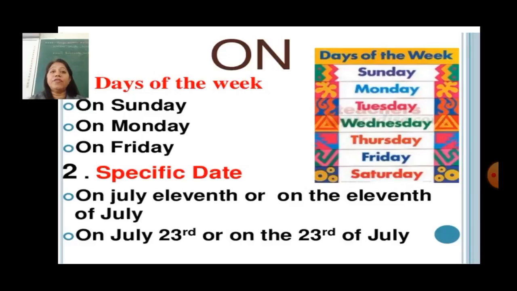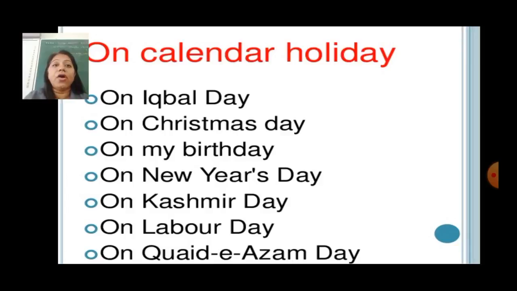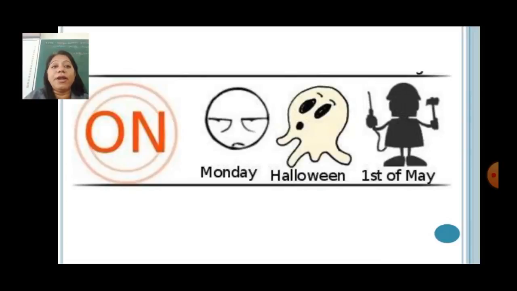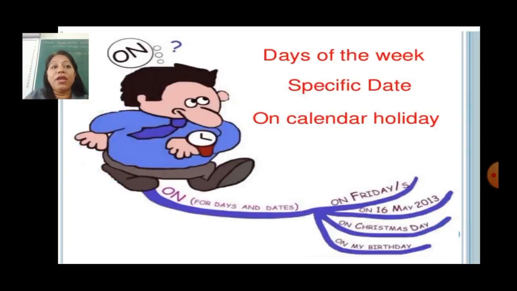Okay. On, for days of the week. When we are talking about days of the week, we say on Sunday, on Monday, on Friday, etc. With a specific date, that is on July 11th or on the 11th of July, on July 23rd or on the 23rd of July. On a calendar holiday: on Iqbal Day, on Christmas Day, on my birthday, on New Year's Day, on Kashmir Day, on Labor Day, on Quaid-e-Azam Day, on Halloween, on the 1st of May. Days of the week, specific days, calendar holidays: on Friday, on 16th May 2013, on Christmas Day, on my birthday.